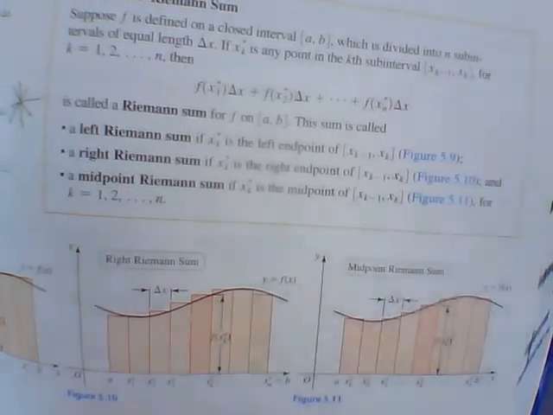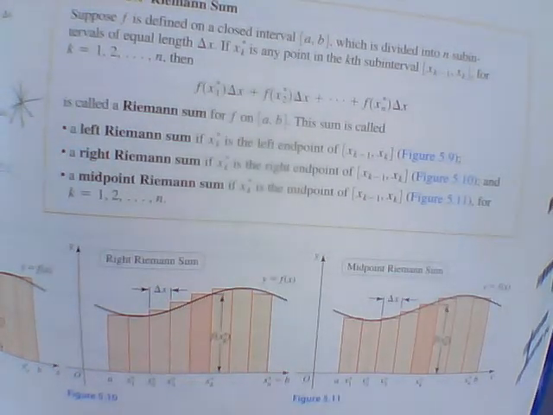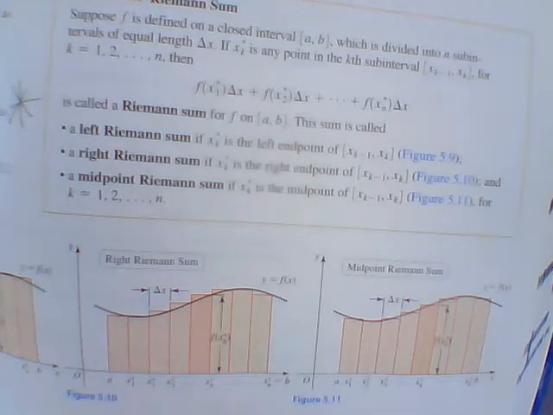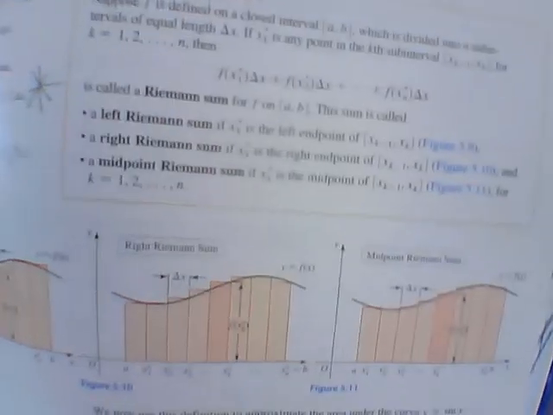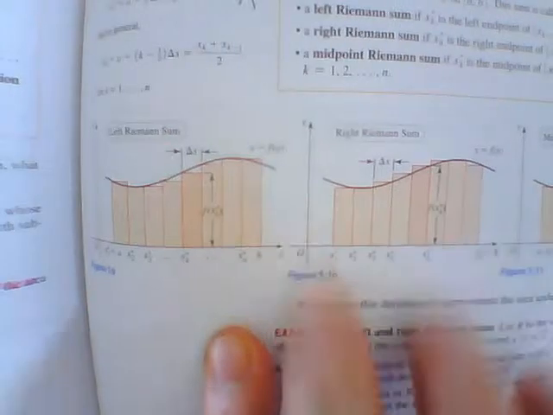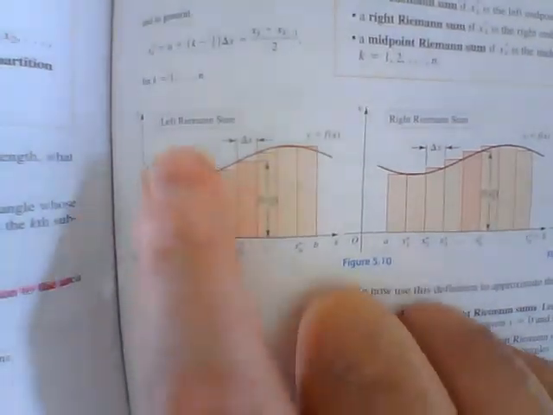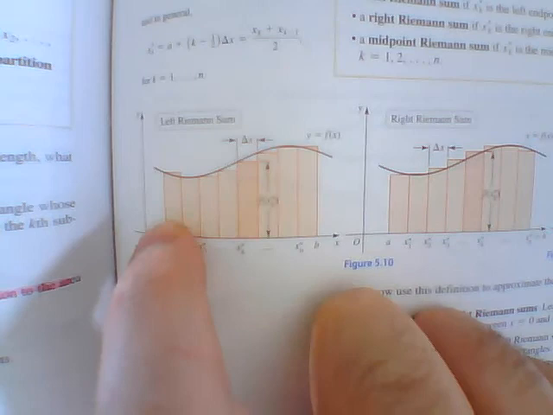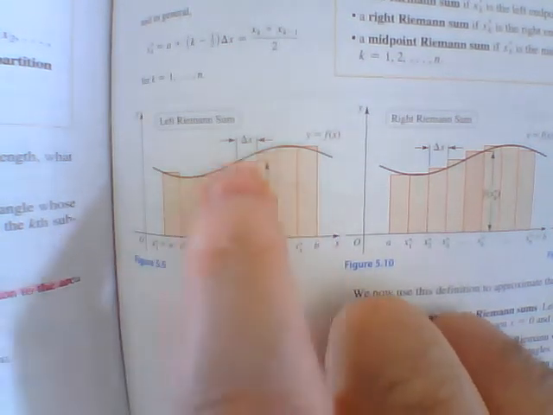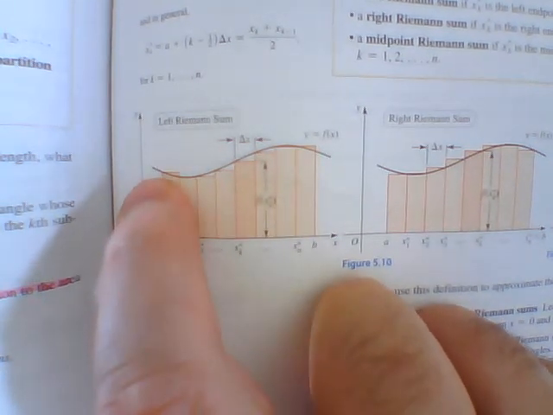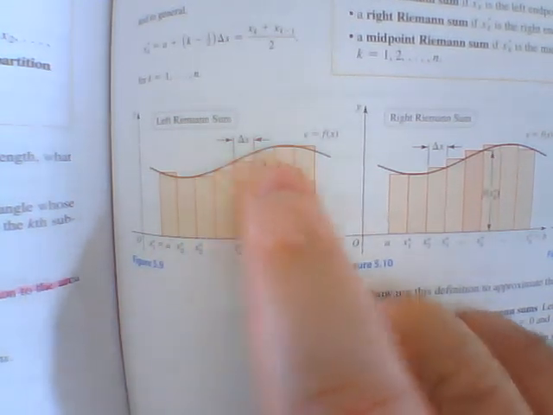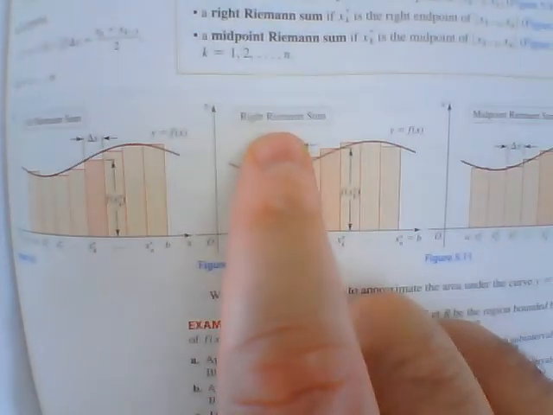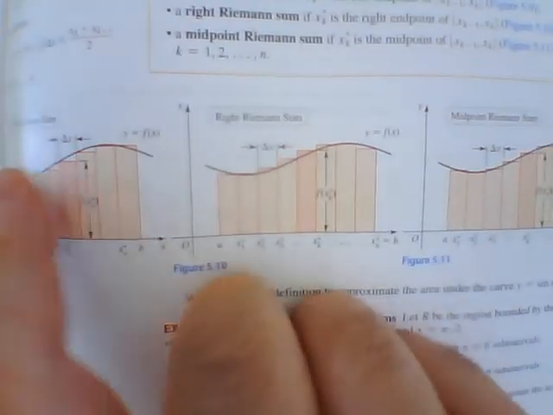Now, there are three types of Riemann sums. There is a left Riemann sum, a right Riemann sum, and a midpoint Riemann sum. So, looking down here, how to tell the difference. Basically, in the left Riemann sum, the height of every rectangle underneath is based off of the left-hand side for the value. So the height comes here. On the right Riemann sum, we use the right side. So we see it's a little different.